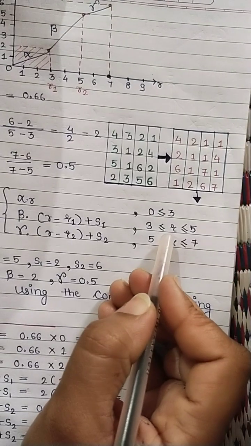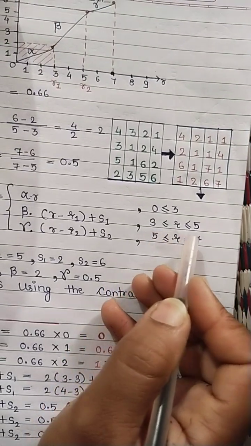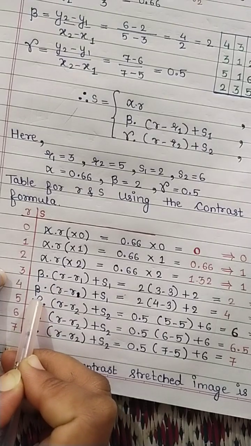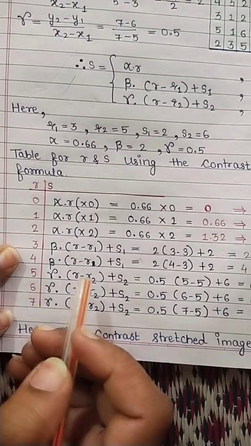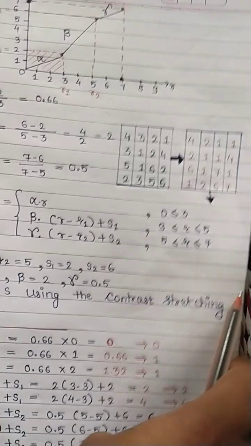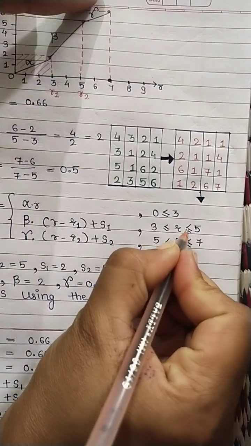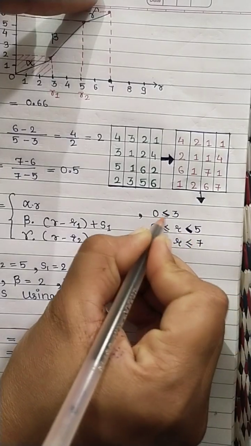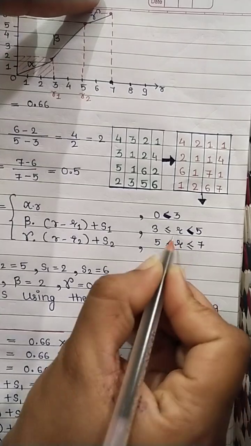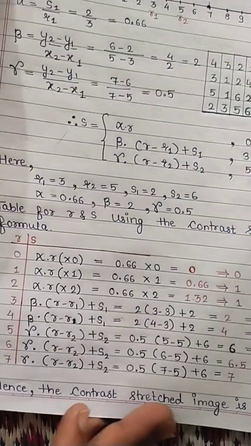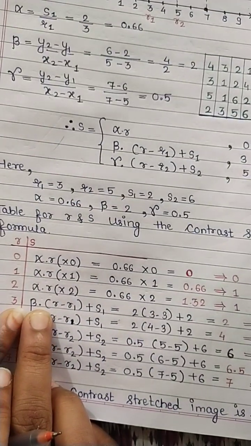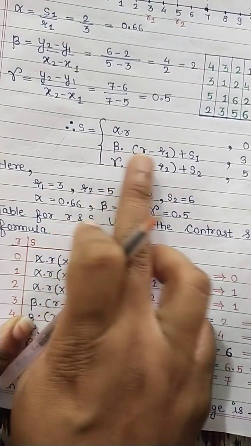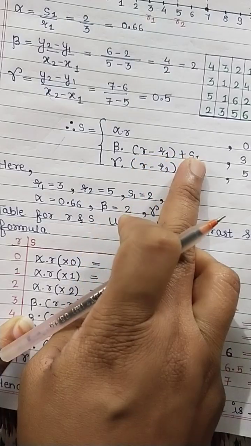Now we will calculate 4 and 5 here. 3 to 5: 3, 4 and 5. Sorry, the range is not equal to, it is only greater than here also. Okay, so we will calculate the value of beta now. So the equation is what? Beta into R minus R1 plus S1.